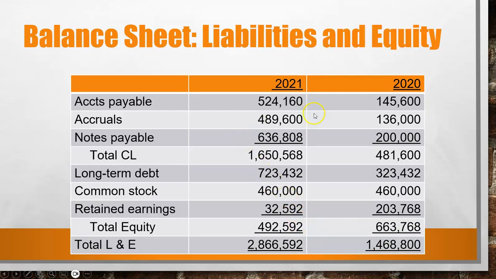We keep on going down. We look at our liabilities, accounts payable. We owe more money. People owe us. That's what this accruals is. And notes payable, we borrowed money.